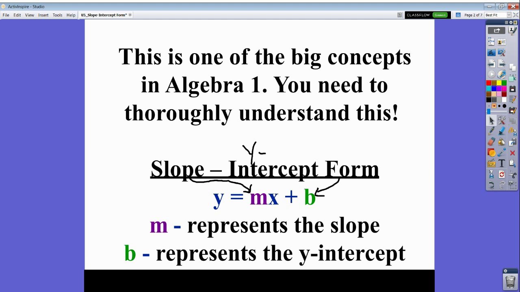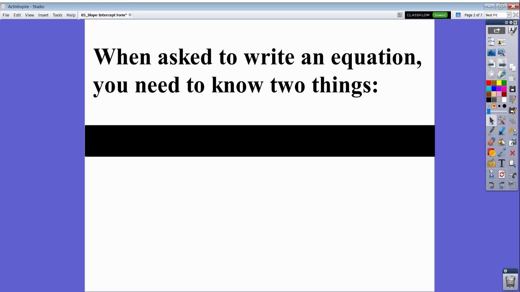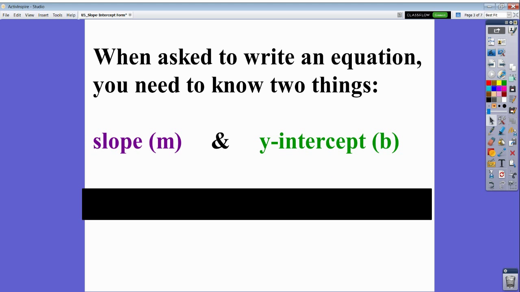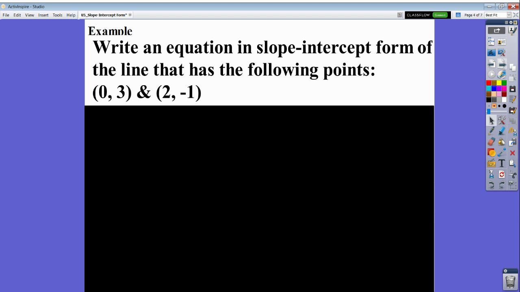There are 2 things that you need to know when we're trying to write an equation of a line. Only 2 things. We need to be able to find the slope, which is the m, and we need to find the y-intercept, which is the b. So let's get to our first example.